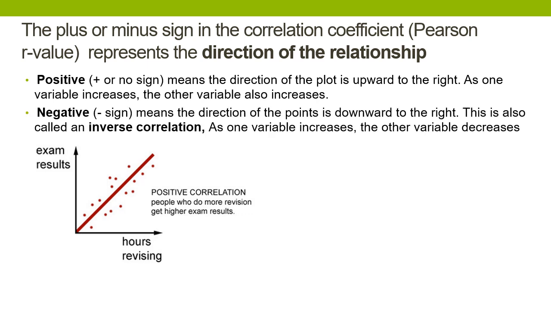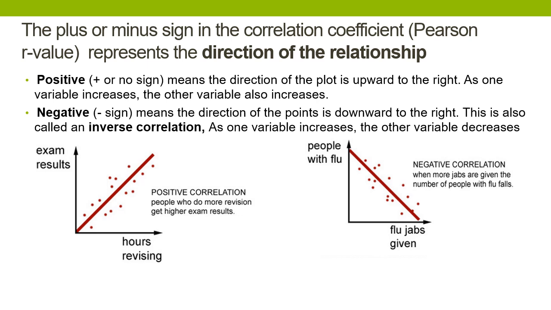A negative with a negative sign always means the direction of the points is downward to the right. This also is called an inverse correlation. As one variable increases, the other variable decreases. An example using the British terminology is the number of flu jabs given, we call them shots here, and the number of people with the flu. So the more flu jabs are given in a community, the lower the number of people with the flu. That's a negative correlation.